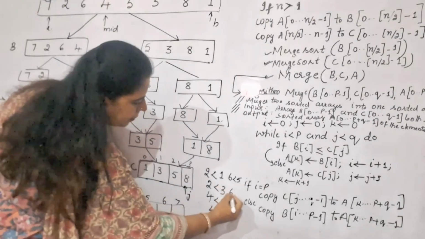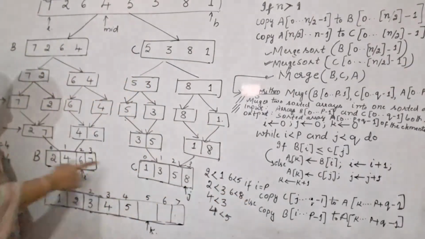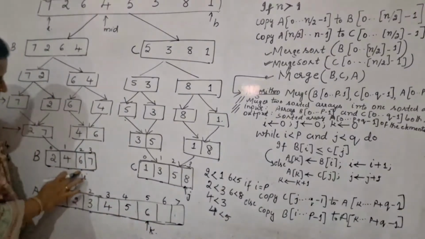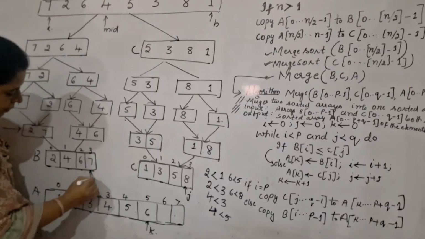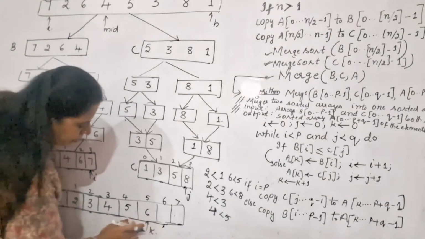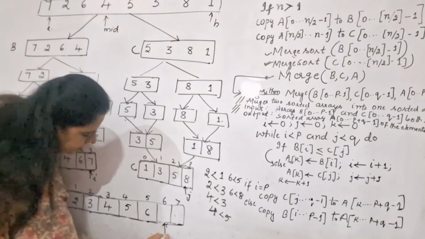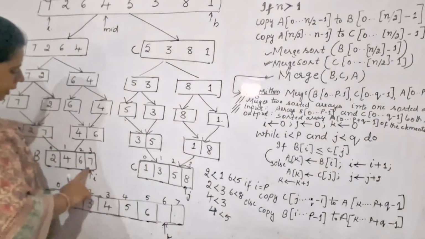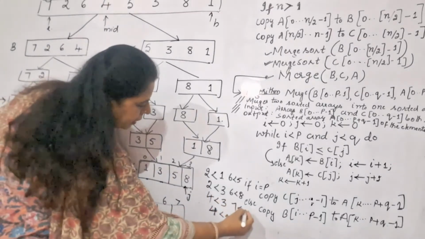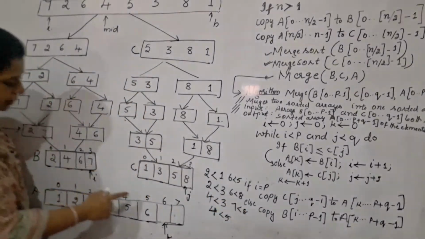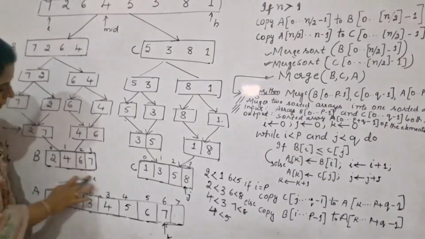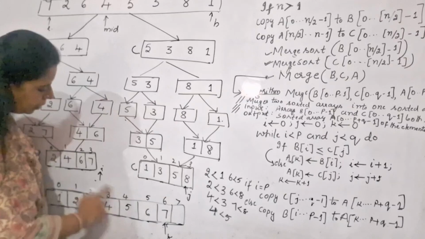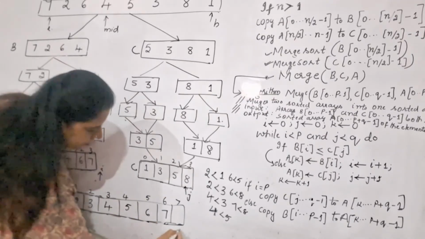6 less than 8. 6 less than 8, if it is true, that means this element 6 will come to this array A, and I will get incremented by 1. K will be what? Pointing to the next location now. Now I is pointing to 7, J is pointing to 8. 7 is less than 8. Yes, it is true. If it is true, copy this 7 here and increment the I pointer. And next is what? Increment the K pointer.